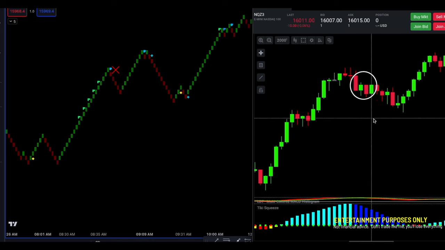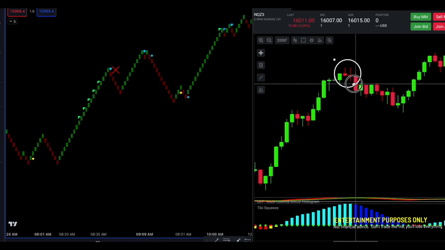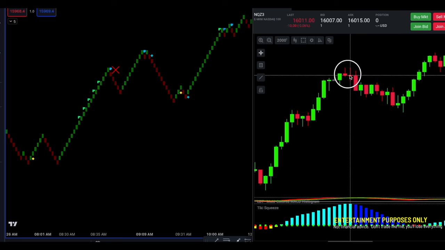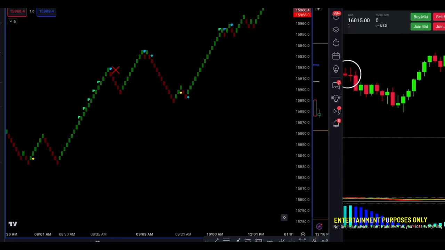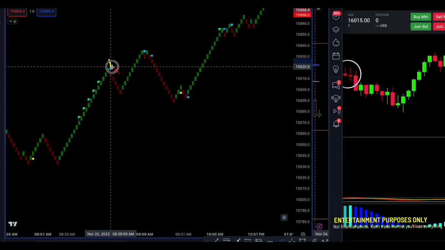Right there. We got a relaxed squeeze. We're in an uptrend, but I got a relaxed squeeze and I got a doji and a relaxed squeeze right here and a doji. I'll go ahead and get in that. That's a good trade. All right, go ahead and get in that.